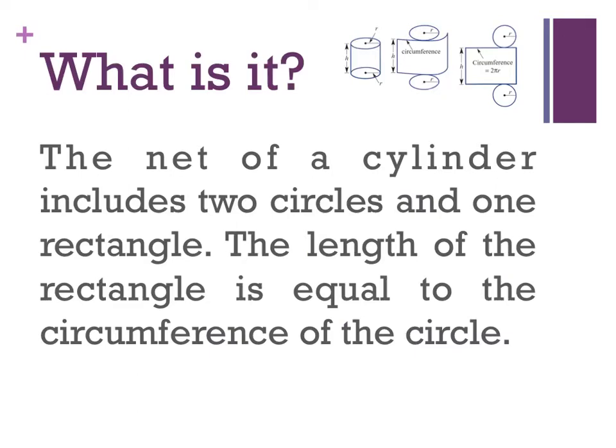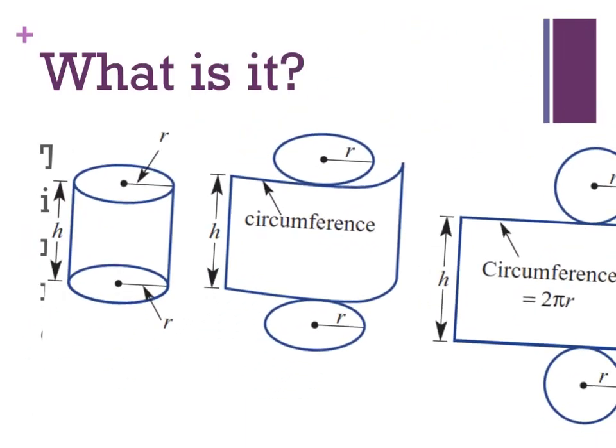Okay, so when we take a cylinder and we make a flat image of it, it actually consists of two circles, one at the top and one at the bottom, and a rectangle. But the cool thing you're going to learn about today is the length of the rectangle, or one side of the rectangle, is equal to the circumference of the cylinder. So let me show you what I mean here in this picture.